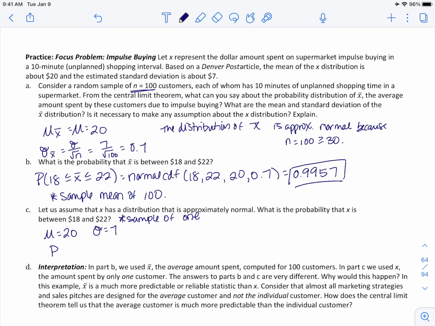So here, again, our probability X is between 18 and 22. Again, we're doing X now, not X bar. So this is normal CDF, 18, 22. Our mean is 20. Our standard deviation is 7 from the original problem because we're just looking at a sample of size 1. So this is 0.2249.